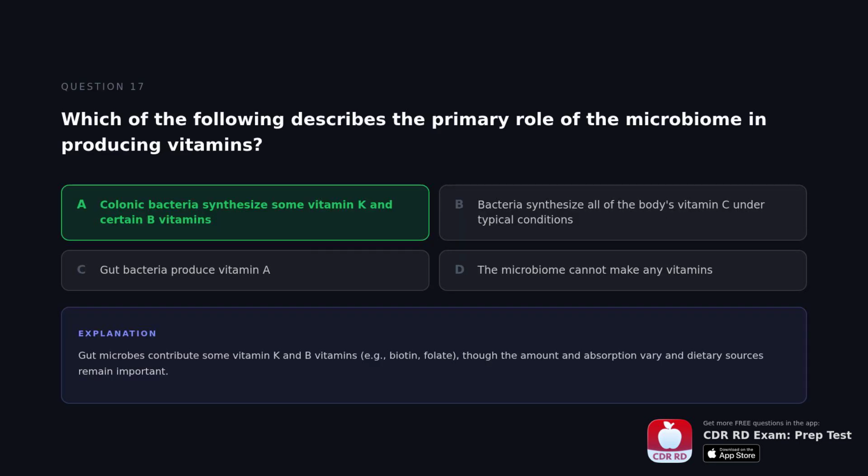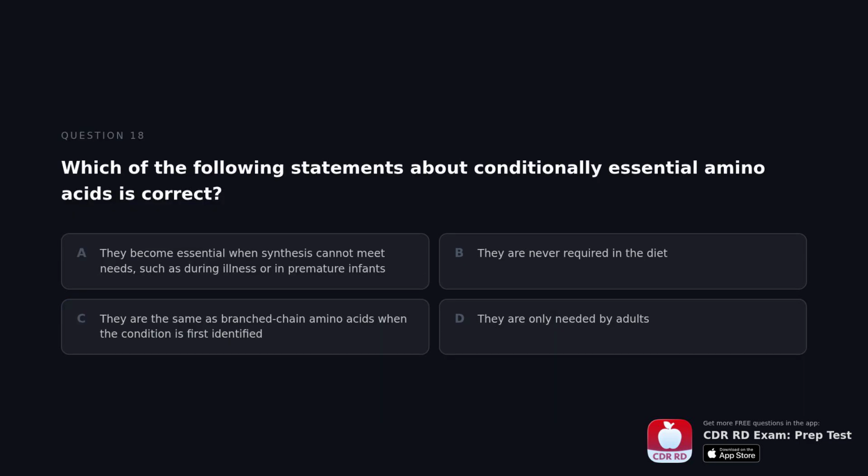The correct answer is, colonic bacteria synthesize some vitamin K and certain B vitamins. Gut microbes contribute some vitamin K and B vitamins, for example biotin, folate, though the amount and absorption vary and dietary sources remain important. Which of the following statements about conditionally essential amino acids is correct?